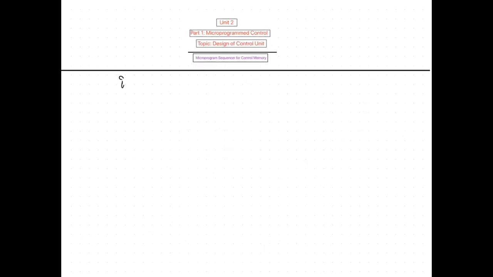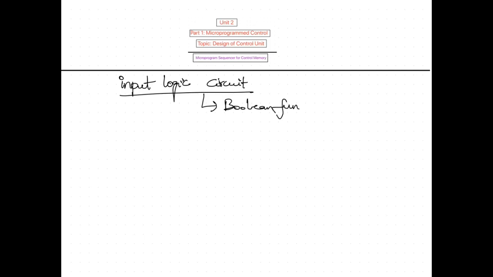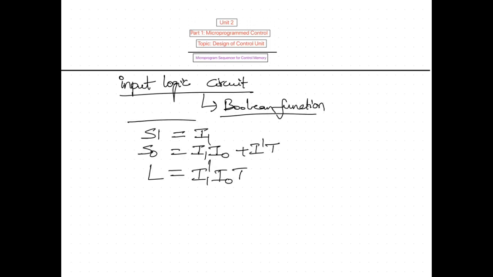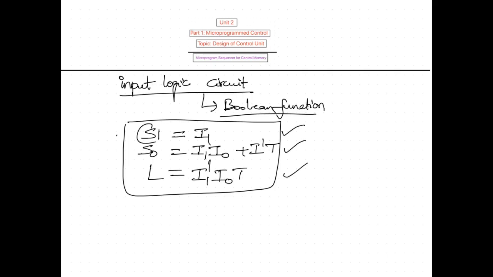This input logic circuit is a Boolean function, which I am writing now. This is the input logic circuit Boolean function. Based on this Boolean function, the S1, S0 and L variables are determined. With this we have completed the block diagram of the microprogram sequencer for control memory.